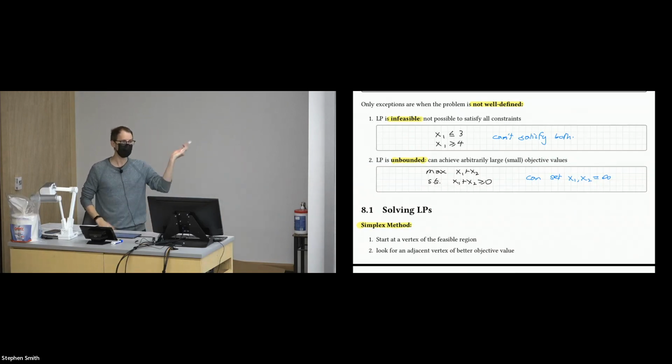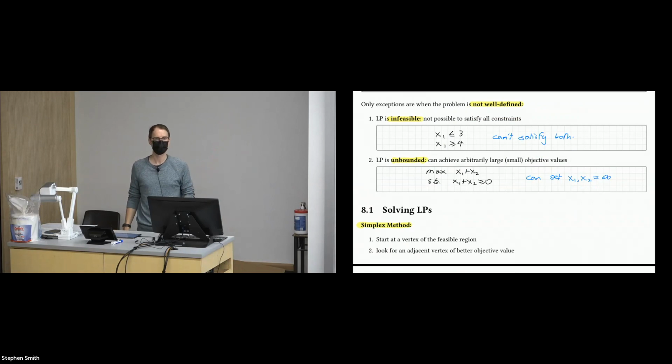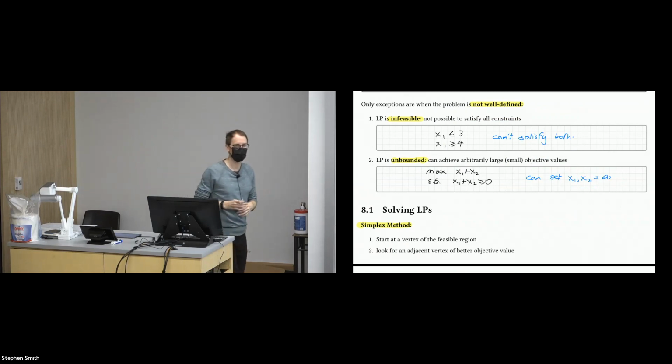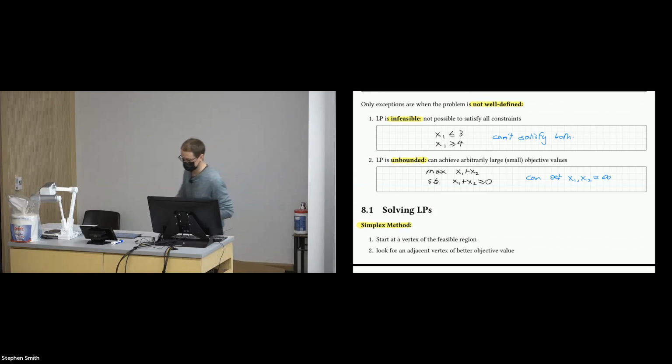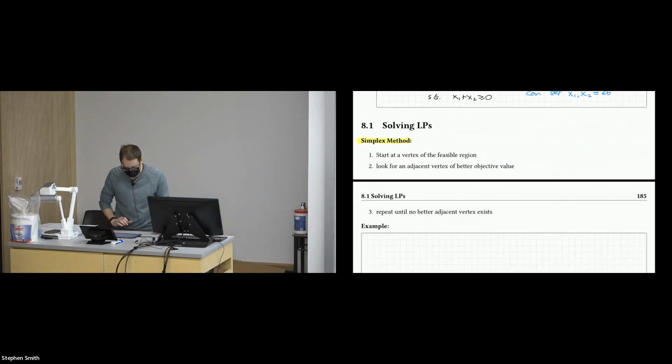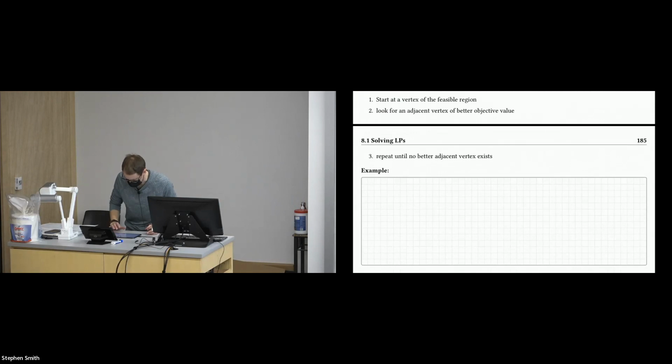So start at a vertex, arbitrarily, just find one. We'll talk about how to do that. And then look for an adjacent vertex. That means one that shares an edge, right, on the feasible region, that has a better objective value. Move to it and repeat. And when I get stuck, when I get to a vertex such that none of its neighbors have a better objective value, output that as my solution. So repeat until no better vertex exists.